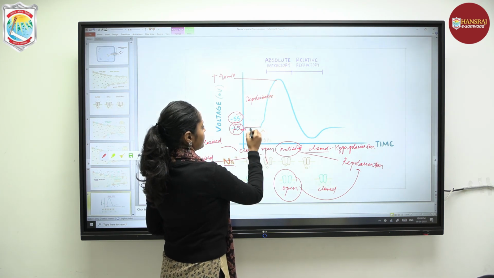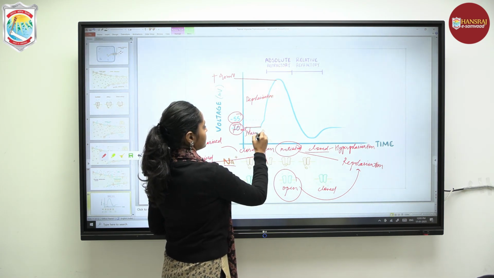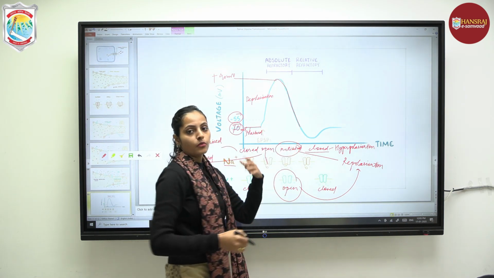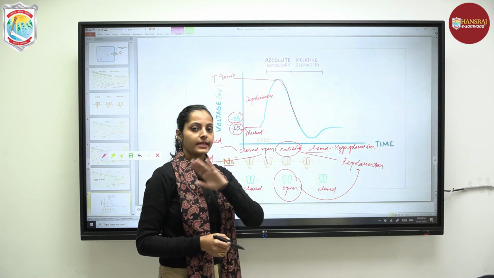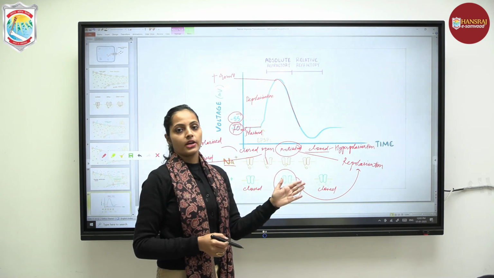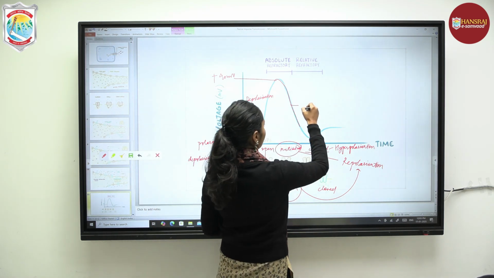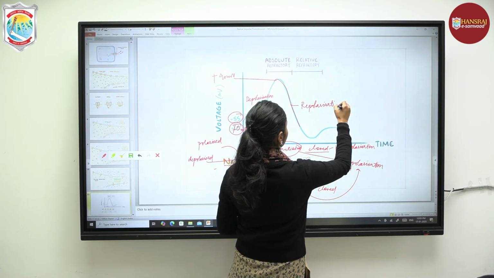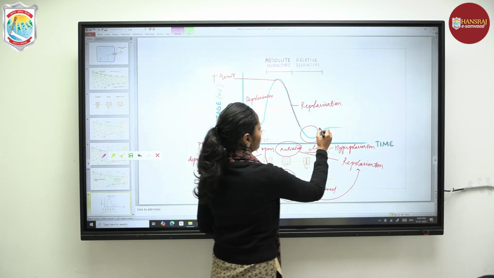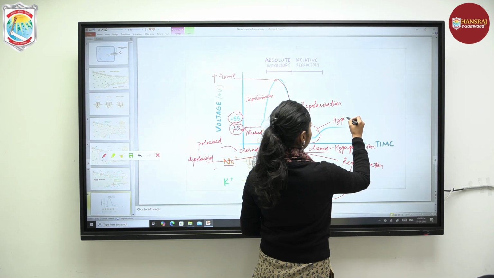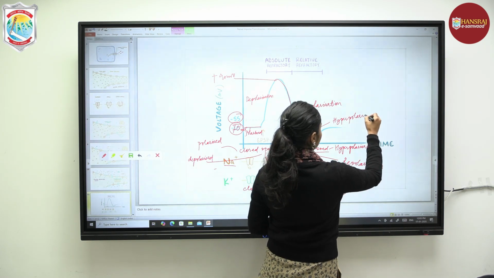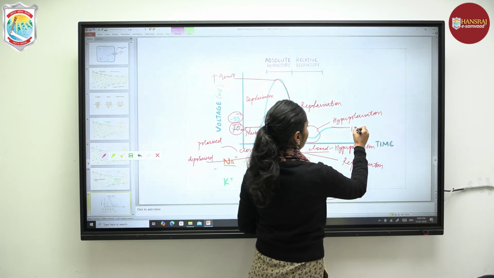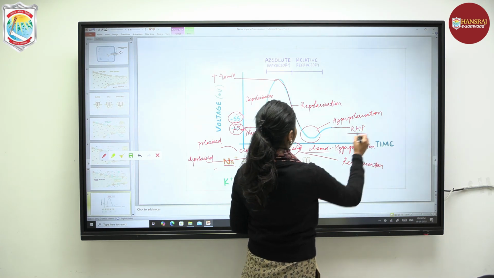At this point, the membrane is said to be polarized. Now, the voltage gated sodium channels are inactivated, voltage gated potassium channels open. That is known as repolarization. And this is your hyperpolarization, when they stay open for a long period of time, and this is again your RMP is restored.